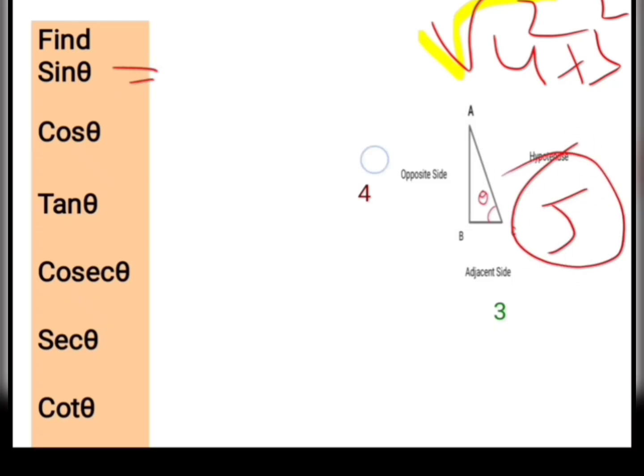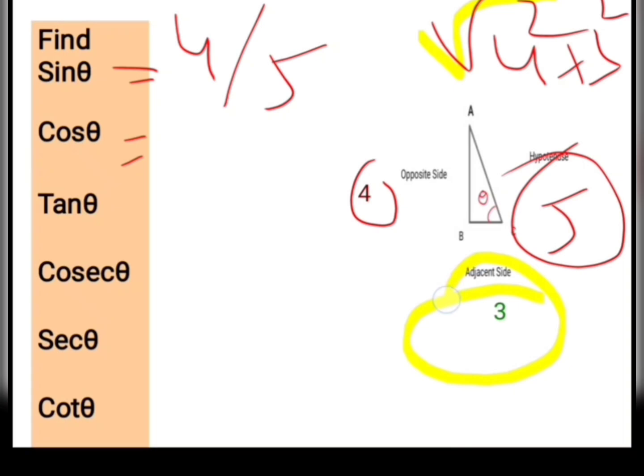Sin theta, we know, is opposite side by hypotenuse. Opposite side is given as 4. Hypotenuse is 5. So opposite by hypotenuse is 4 by 5. Similarly, you can find cos theta, which is adjacent side by hypotenuse. Adjacent side is 3 and hypotenuse is 5. So cos theta is 3 by 5.